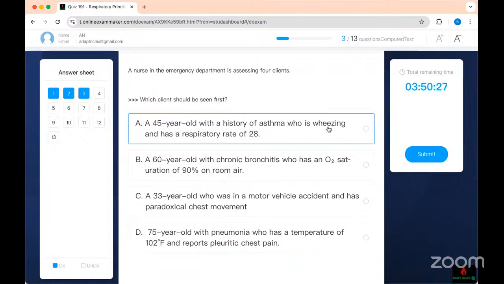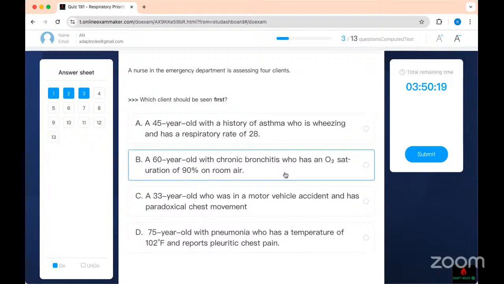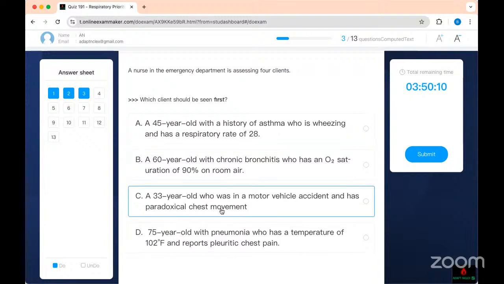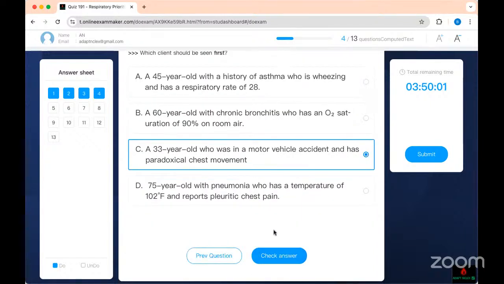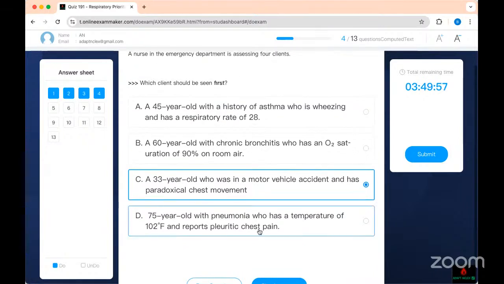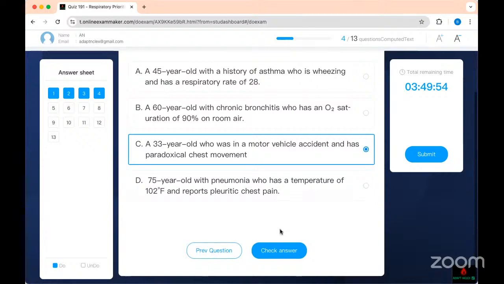Asthma patient that is wheezing is expected, right? With the respiratory rate, this is not dying. This is what you expect. Bronchitis is going to have a lot of secretion and is a COPD patient. SAT is not going to be 100. 90 is good. Paradoxical chest movement means you're tired. That is like flail chest, probably multiple rib fractures. This is bad. And pneumonia is going to have pain. So these are all classic symptoms that you're going to see. So this is a bad problem.